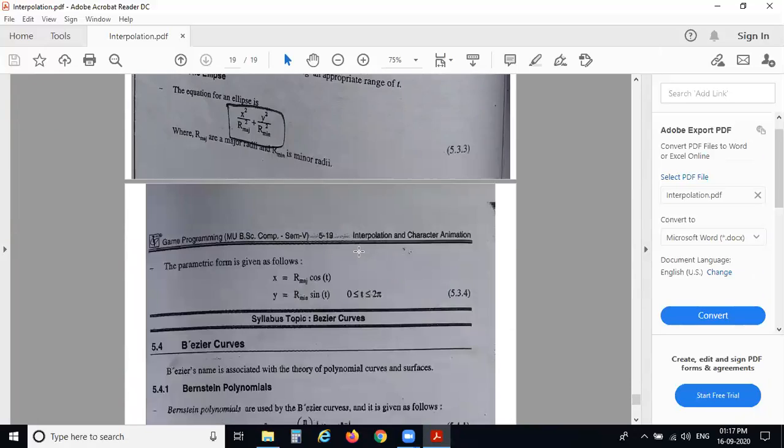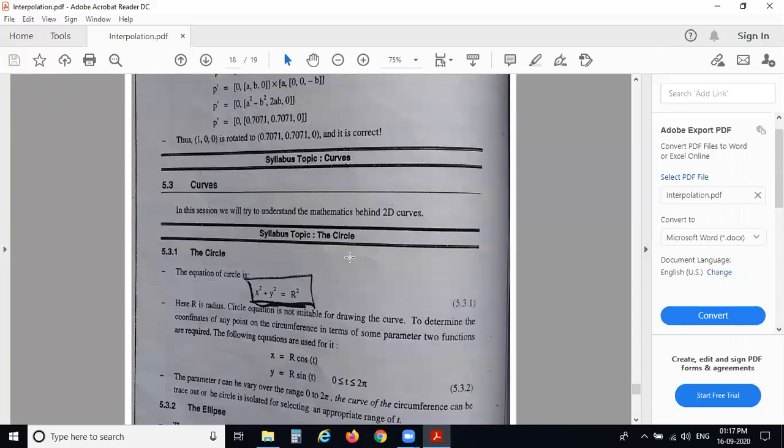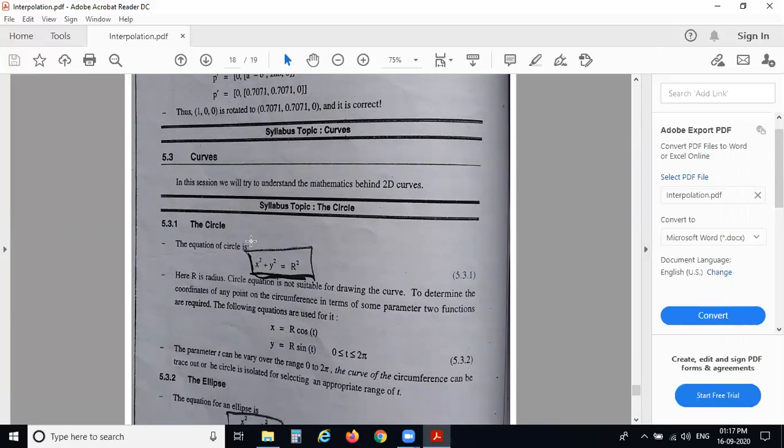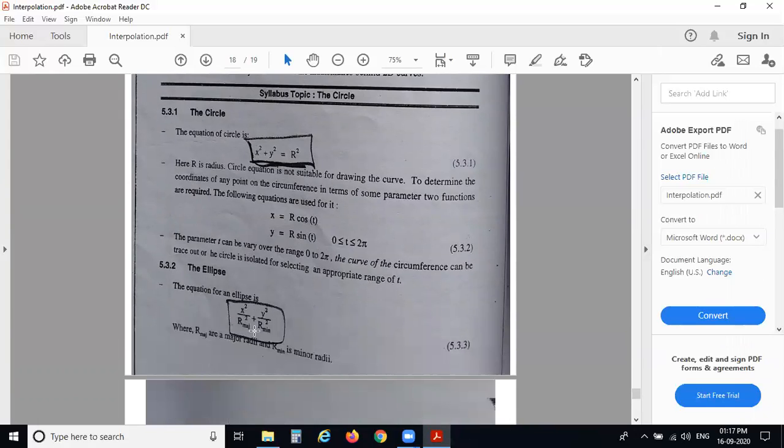So in this point we study the two concepts which are used in curves. The first one is circle and the second one is ellipse. The equation of circle, as you may know, is x square plus y square equal to r square, where r is the radius. The circle equation is not suitable for drawing the curve. To determine the coordinates of any point on the circumference in terms of some parameter, two functions are required.